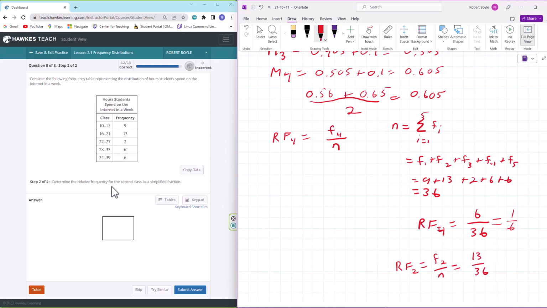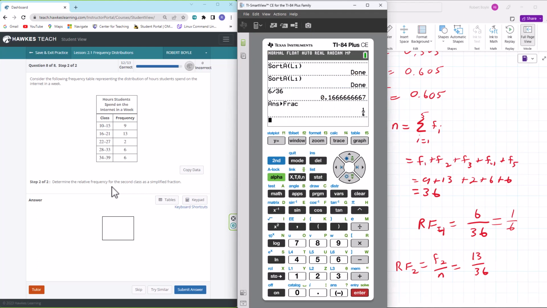Okay, now once again, this has to be a simplified fraction. Fortunately, 13 is a prime number. The only factors for 13 are 1 and 13. As a consequence, this is already simplified. If you're not sure, you can go to your calculator and compute 13 divided by 36. Hit Math, hit Enter twice. There it is. That is your simplified fraction.